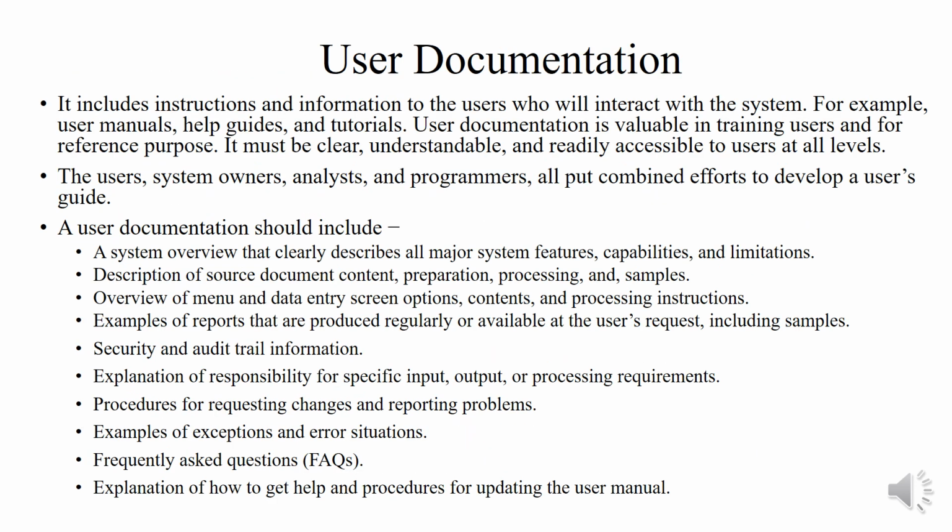User documentation includes instructions and information for the user who will interact with the system. The users, system owners, analysts and programmers all put combined effort into developing a user's guide. User documentation should include a system overview, description of source documents, overview of menus and data, examples of reports that are produced regularly, security and audit trail information, explanation of responsibilities, procedures for requesting changes, examples of exception and error situations, FAQs, explanation of how to get help, and procedures for updating the user manual.